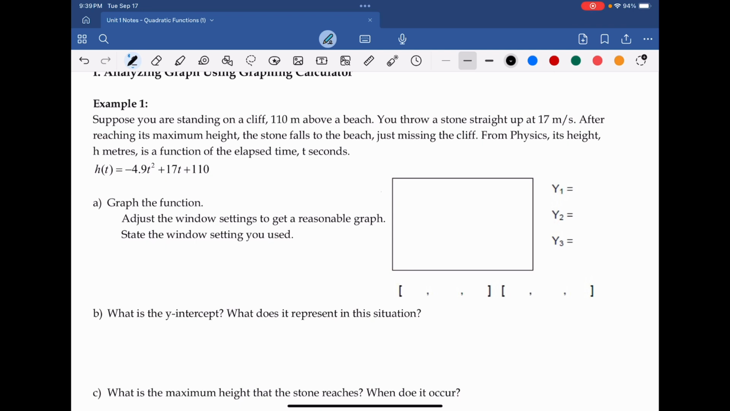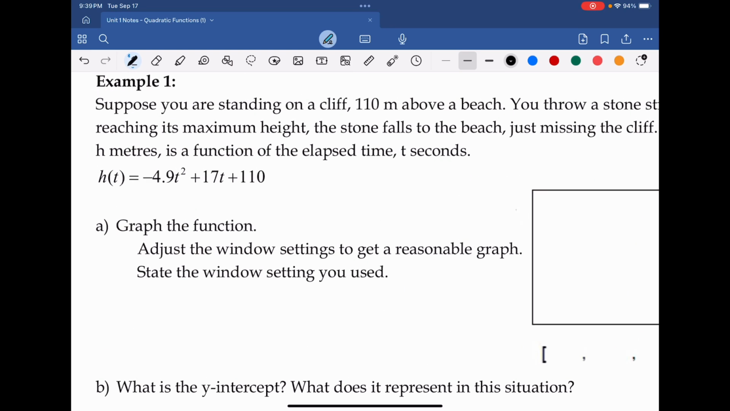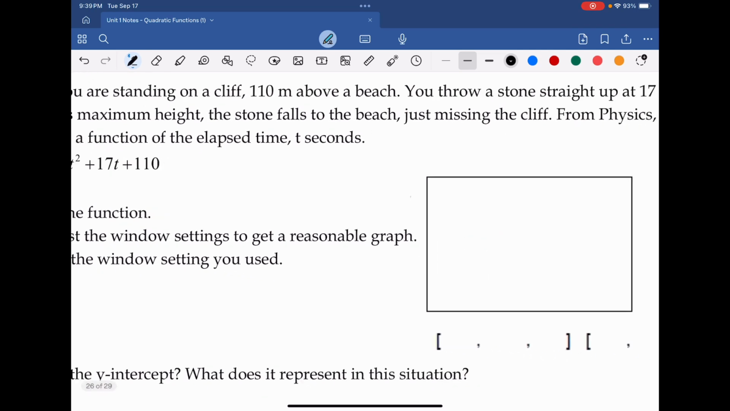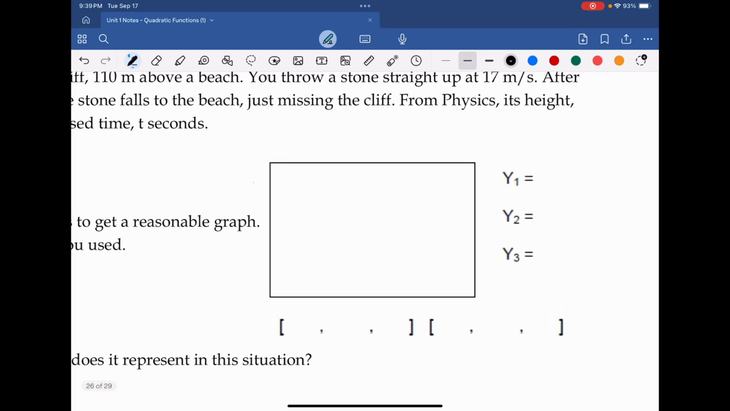We're not doing projectile motion. So what we're going to do is I want you to take this function here, h of t equals negative 4.9t squared plus 17t plus 110. And I want you to just rewrite this in the following way so that when you plug it into your calculator, you can do this.